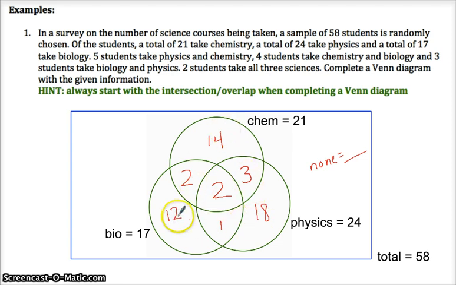Now, every one of these single numbers is a totally separate group of people that take just those particular classes. I can add all that up and figure out how many there are, and I can figure out how many are in the none category. That's a lot. This is 24, 26, 28, 32, 42, 52. I get 6 on the outside of everything.